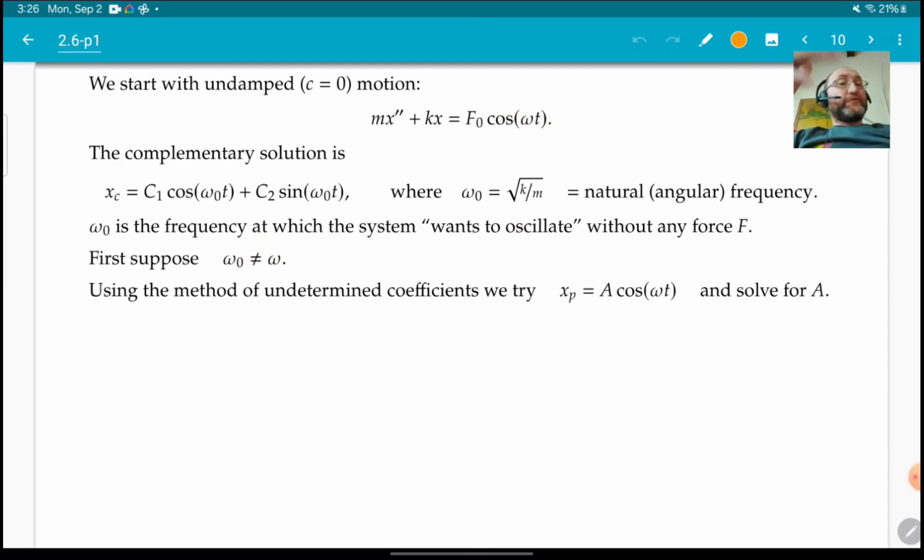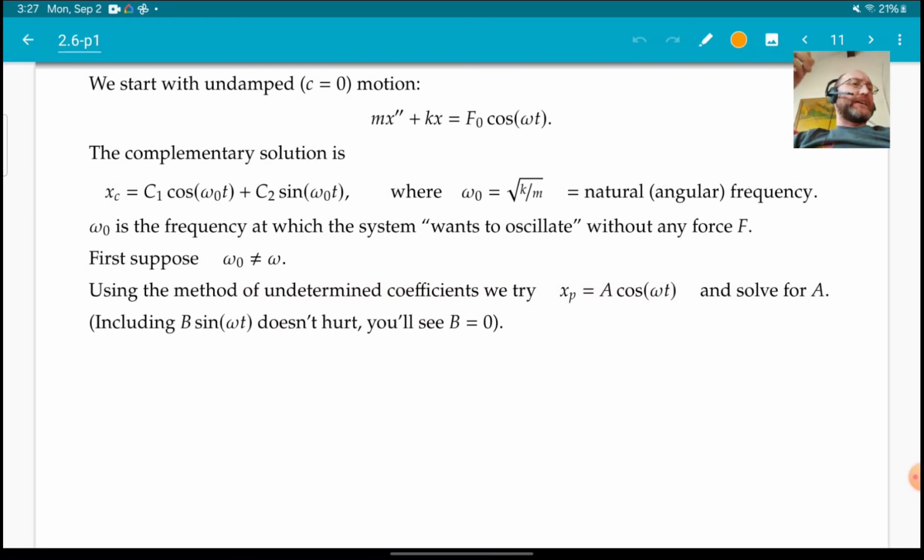Now, if omega naught is not equal to omega, then undetermined coefficients will work, and we can just try something of this form: A cosine omega t. You could include a B sine omega t. If you really followed the undetermined coefficients method blindly, you would do A cosine omega t plus B sine omega t. It doesn't hurt. You're just going to find out that B is 0.